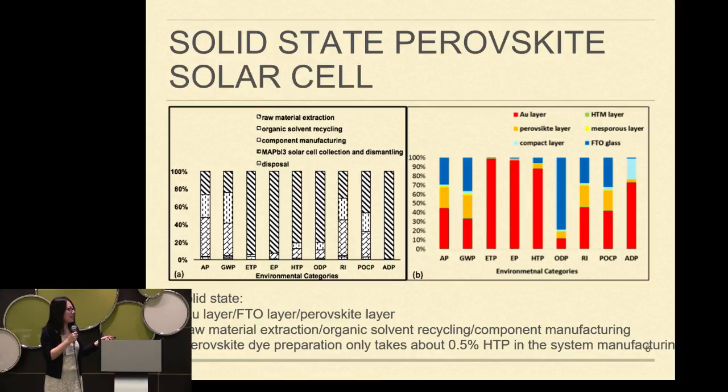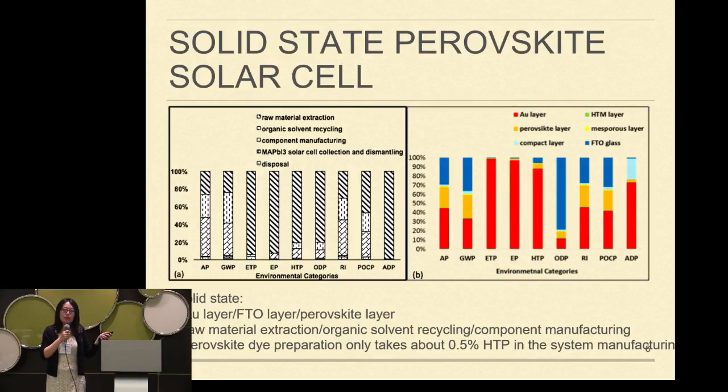So for the left-hand side, you can see the raw material extraction, organic solvent recycling, and the component manufacturing make the major contribution to the environmental impact for each environmental category. So what's the reason behind it? For example, for the first one, raw material extraction, the major contribution is from the gold mining. Okay, so you can also see a similar result from the right-hand side. For the 4 different environmental categories, you can see it has large environmental impact to EP, HTP, ODP and ADP. The reason behind it is because gold mining will emit a large amount of lead, mercury and arsenic into the atmosphere.